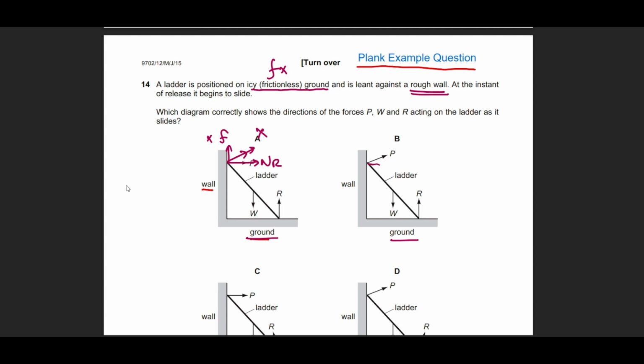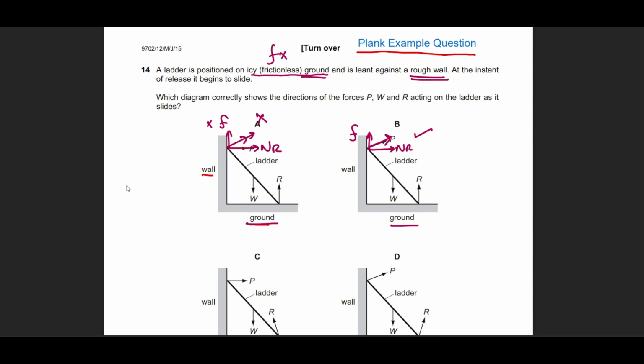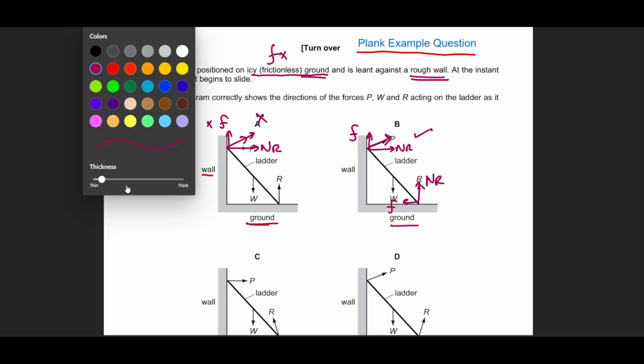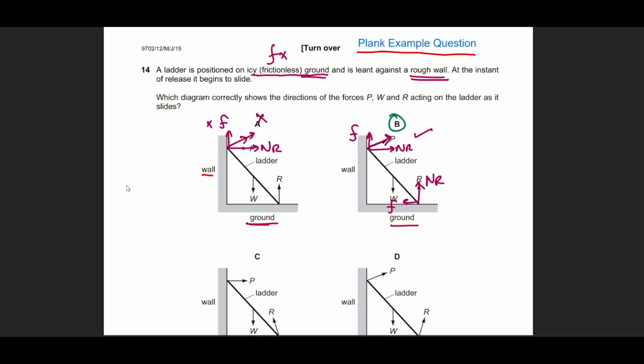Looks promising. There is a normal reaction from the wall. There is a friction in the upwards direction, right? So the resultant is in the direction of B. This is fine. Let's move to the second check, which is the frictionless ground. So I realize that the ground is only representing the normal reaction component. The friction component is missing, which is given in the question. So this is our answer for the current situation.